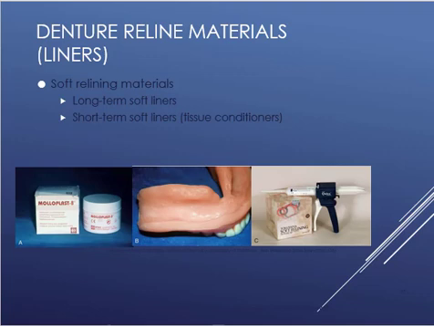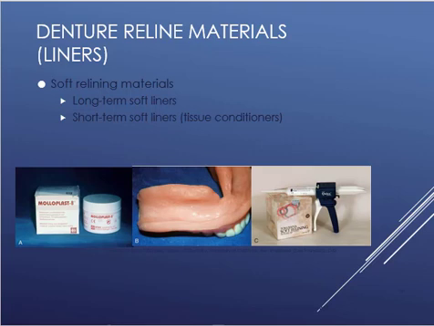Okay, denture reline materials or liners. Complete and partial dentures sometimes have a very soft lining material that's placed on the tissue-bearing surface of the denture base. These soft liners are often used as short-term treatment for a few days to a few weeks, and that allows tissues to heal after the patient has had surgery. But they can also be used for long-term treatment for patients who have chronic soreness from the hard denture bases.